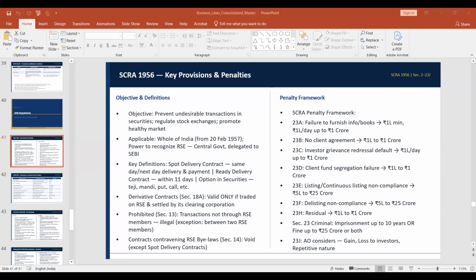So now let us cover briefly the SEBI laws. SEBI laws क्या होता है? I hope my screen is visible. Yes, sir.